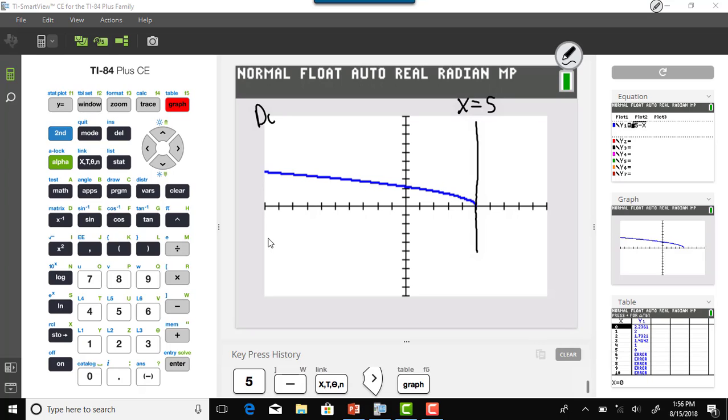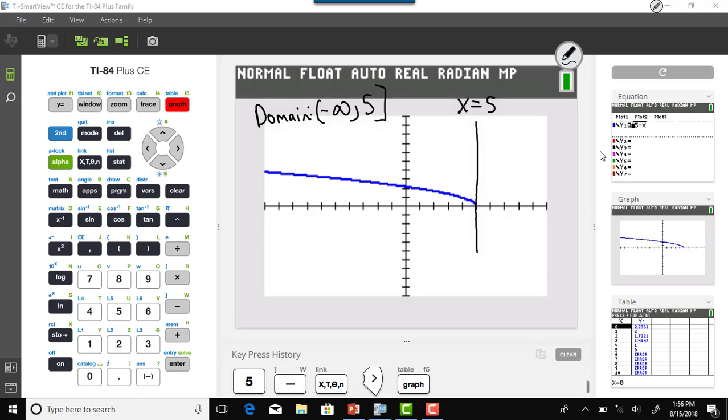So my domain in this situation would be from negative infinity up to and including 5. So if I were going to look at my equation here, square root of 5 minus x, there are some things that I know. I'm looking at the square root of something. In terms of real numbers, which is what we're looking at with domain and range, I know I can't take the square root of a negative number.